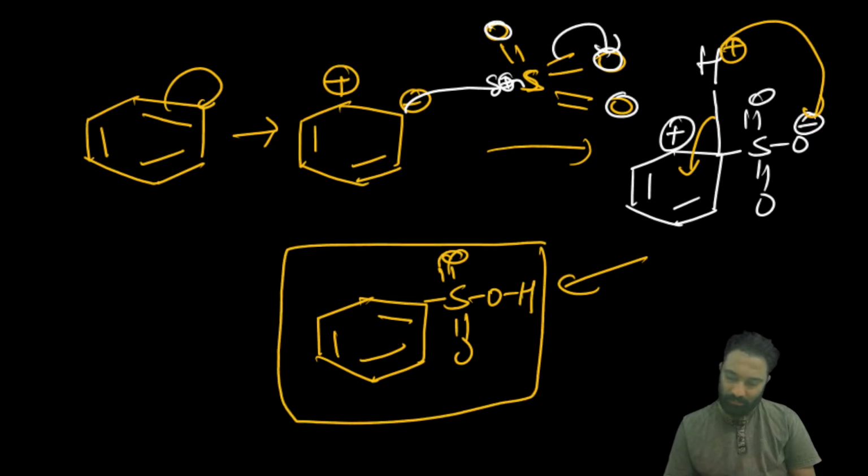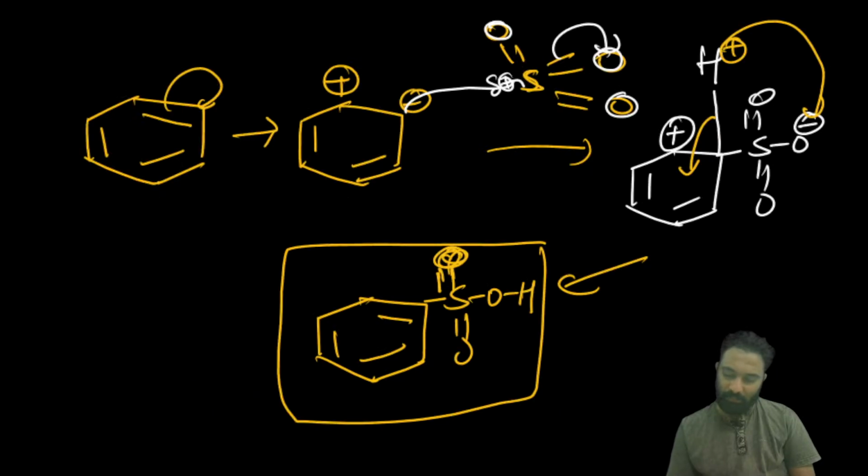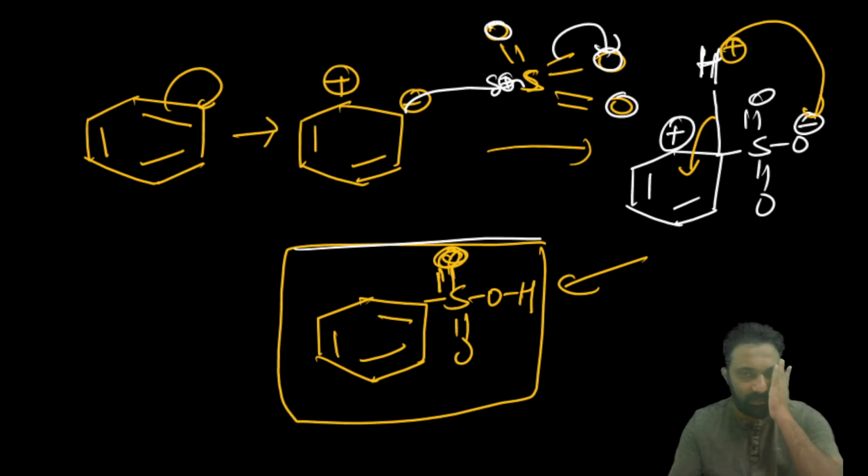Here, why is SO3 a neutral electrophile? Because the oxygen bearing the positive charge is unstable, so it will take the bond pair of electrons. Here this proton will be abstracted, where the H plus is eliminated. In this manner you will get the benzene sulfonic acid. Is it clear, or do you still have any confusion?